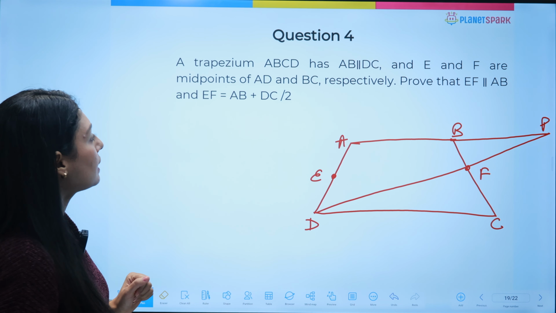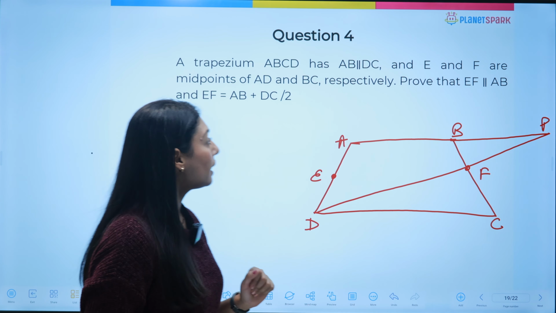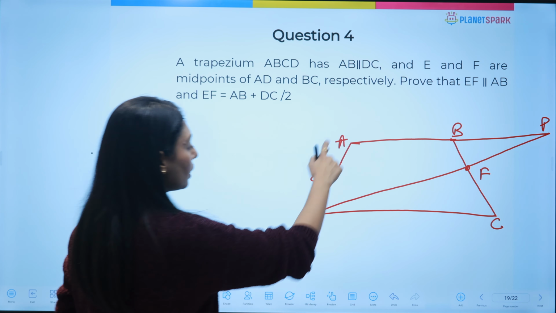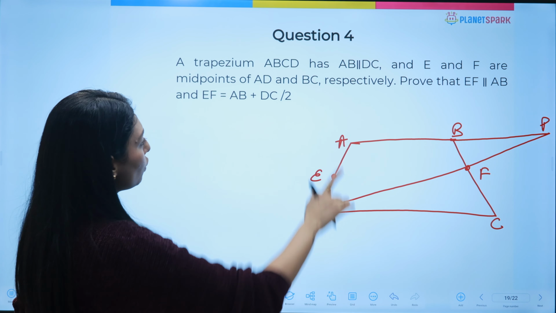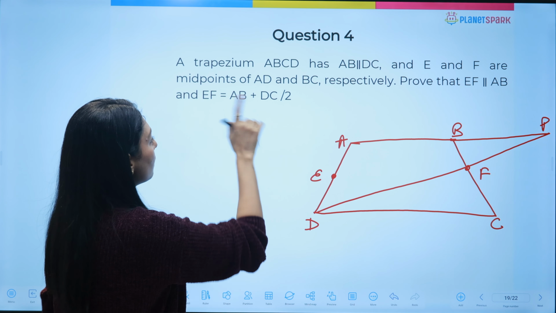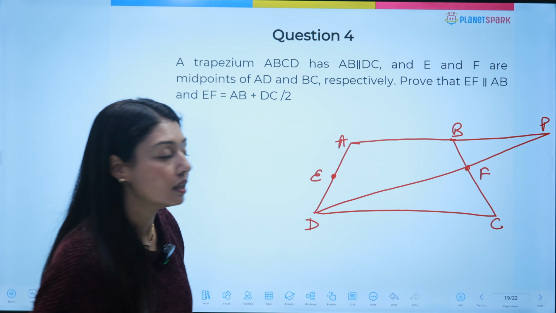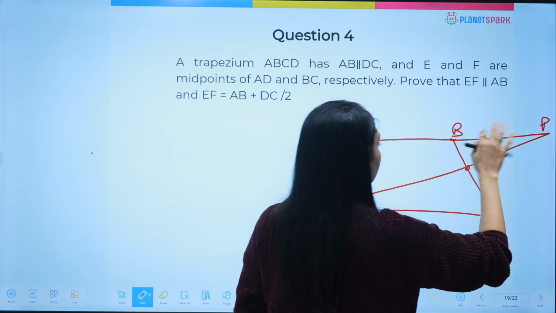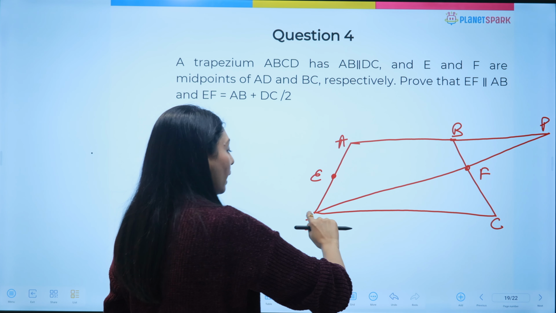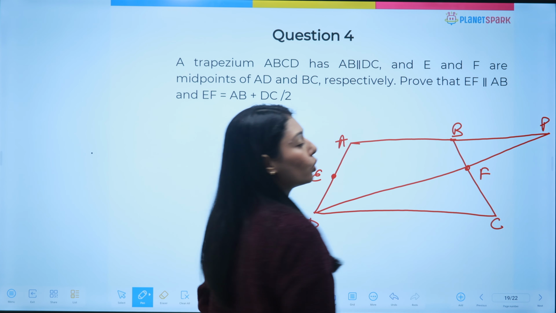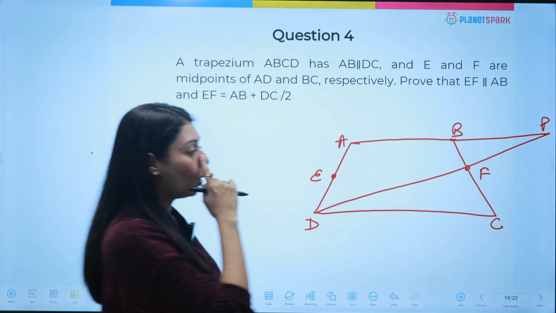A trapezium ABCD has AB parallel to DC and E and F are the midpoints of AD and BC. Okay, so let's say this is the required trapezium. These are the midpoints given, right? Now, to prove that EF is parallel to AB and EF is half of AB plus DC, a construction हम करेंगे, that is just extend BP there in such a way that you can join extended DF to it. That's it.